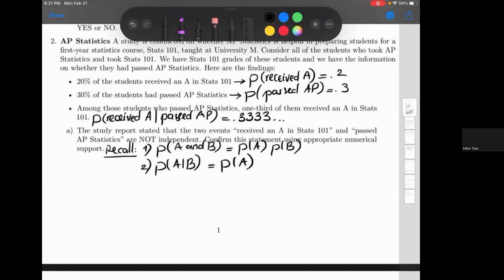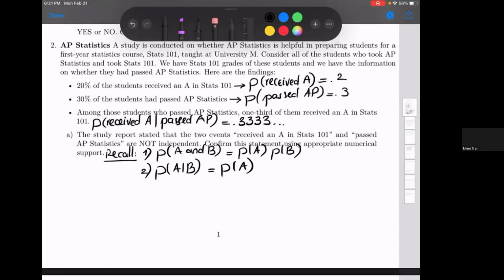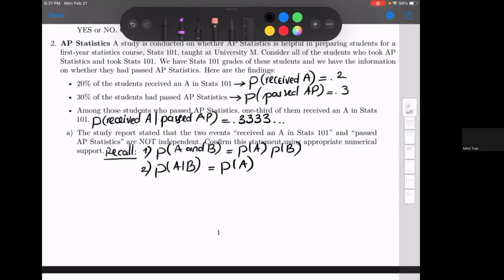Let's see. What do I have? I have received an A and I have passed AP. I have the right hand side, yes. I'm talking about the first option, right? I have the right hand side, but I don't have the left hand side. I don't have P of A and B. I had to come up with that somehow.